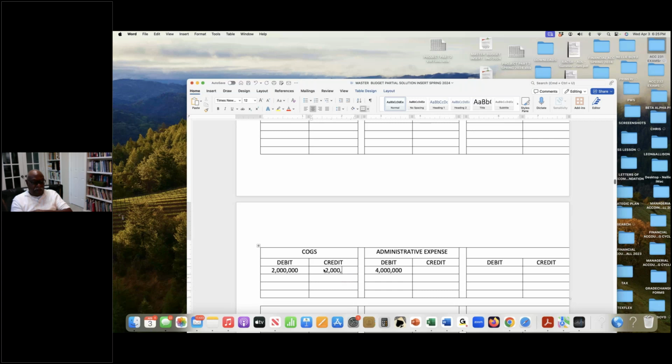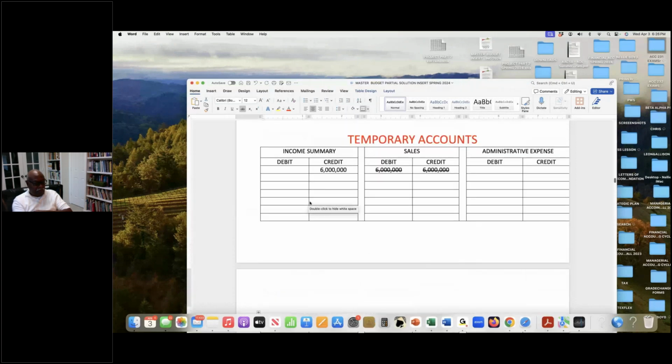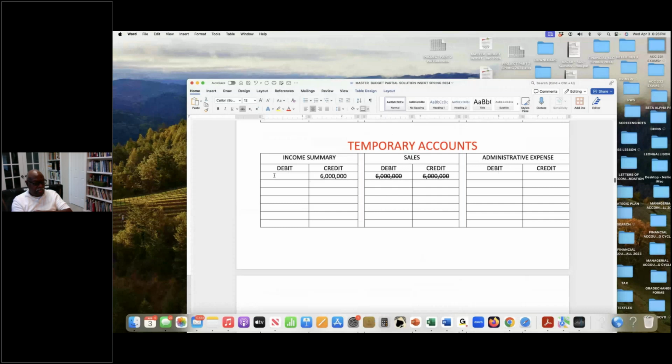So now the accounts are closed out. And we would debit income summary for 6 million. And because it is the break-even year, there's nothing to transfer to retained earnings.